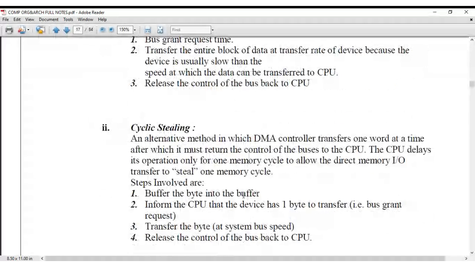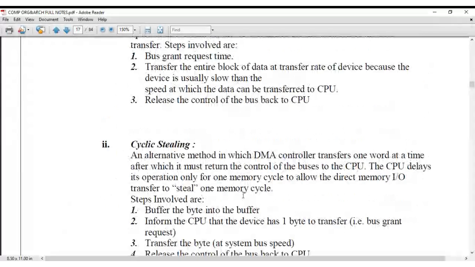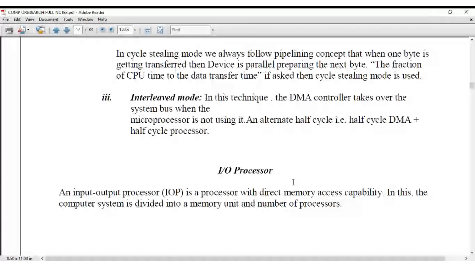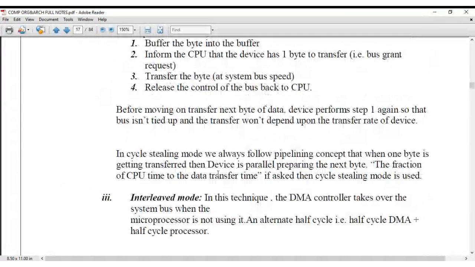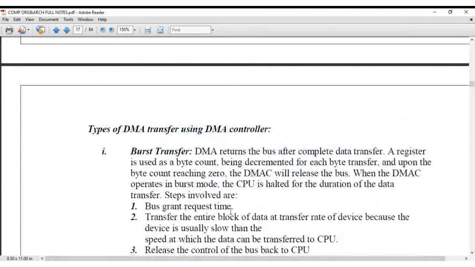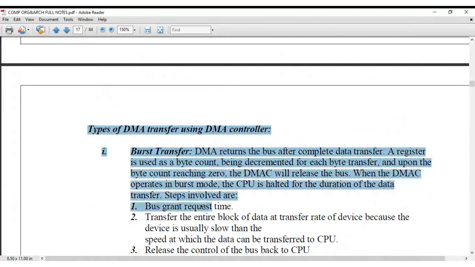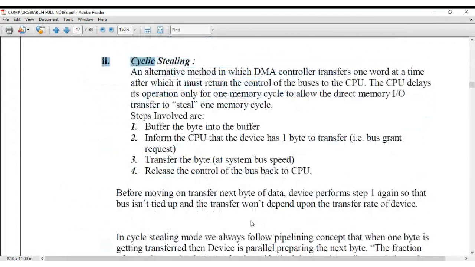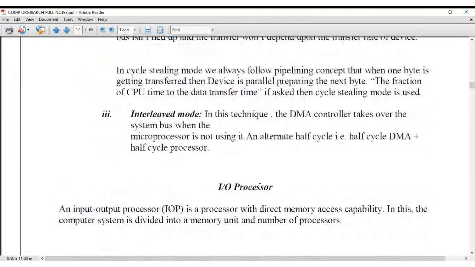So I'm not going to go into types of DMA. You're going to read those, the types of DMA, as long as I've already given you the concept of how DMA works. So you're going to look at the types of DMA. Then let's look at the IO processor.